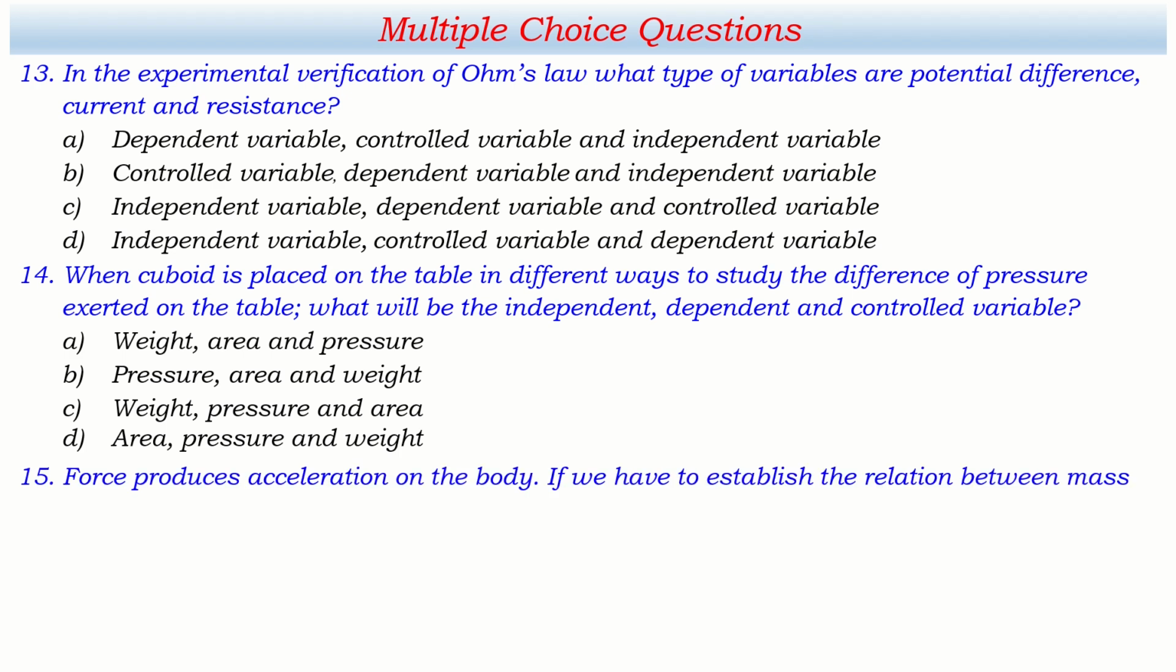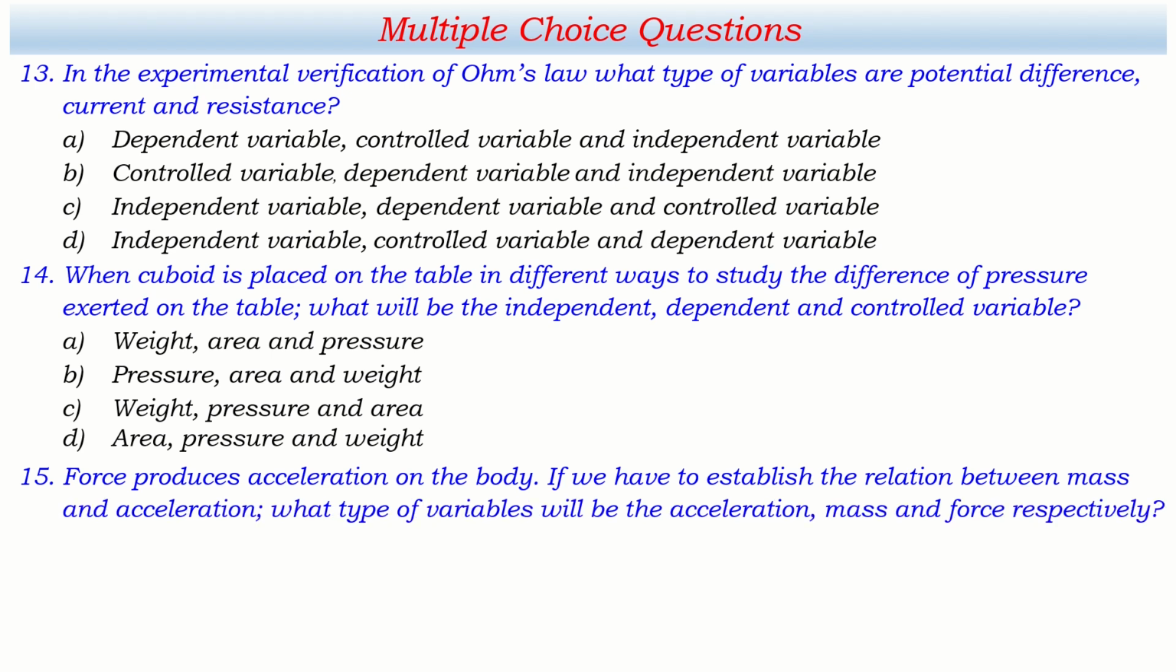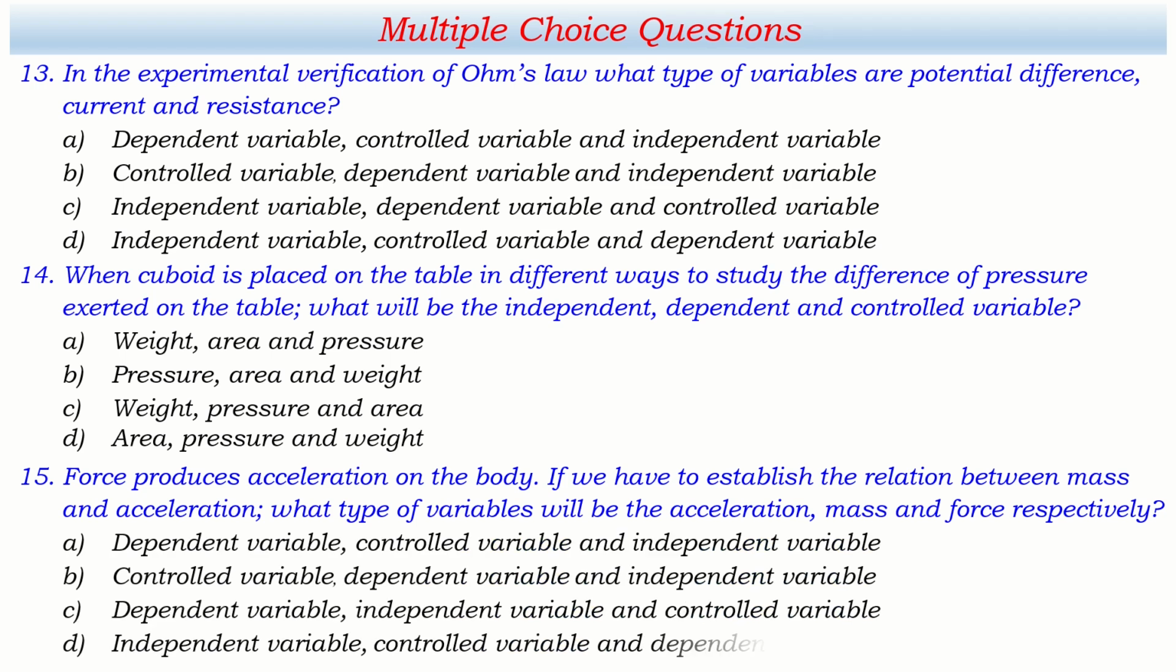Now number 15, force produces acceleration on the body. If we have to establish the relation between mass and acceleration, not between force and acceleration, what type of variable will be the acceleration, mass and force respectively? We have given these options. Okay, let's go to 13.